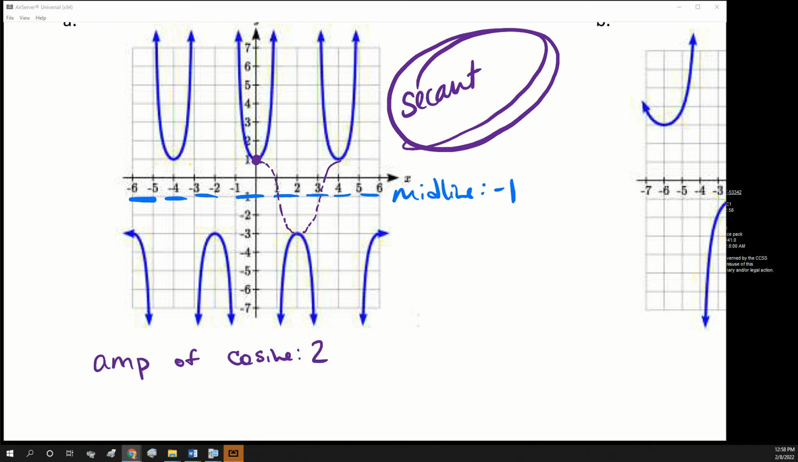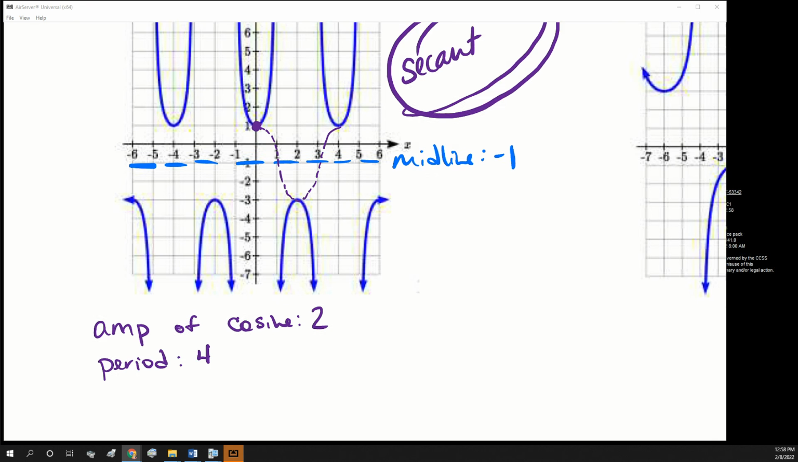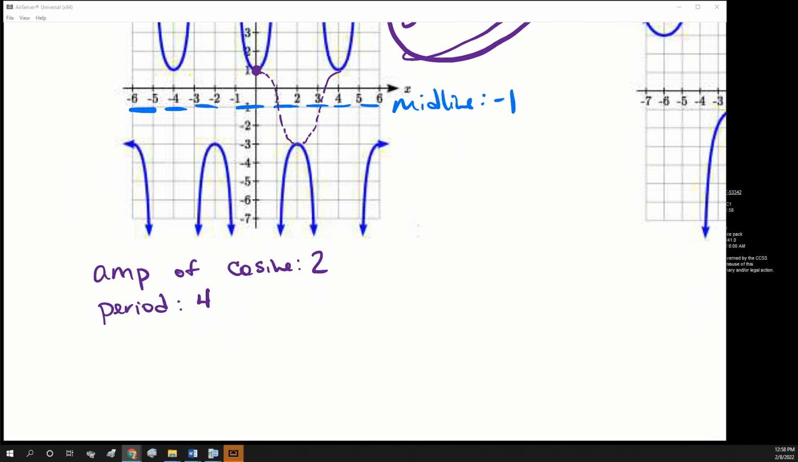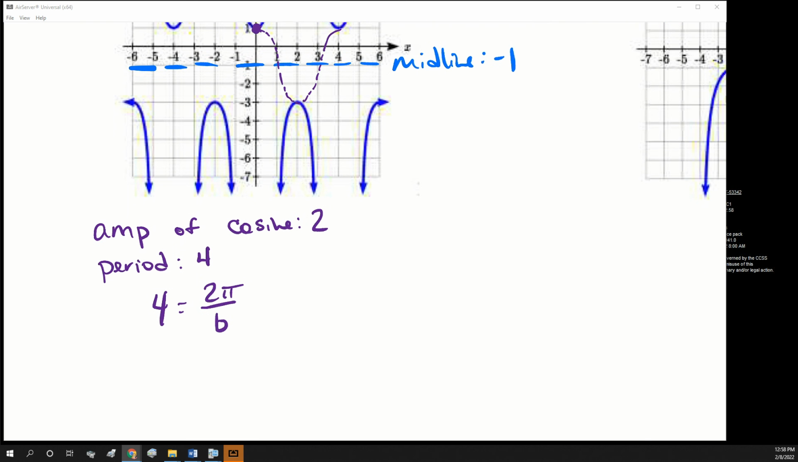All right, and then I'm going to need b, or that's the number multiplied by x. So to find that, you need the period. So the period of the secant and the period of the cosine are the same. So this is 1 period of cosine. So how long is that? 4. So it went from 0 to 4. So it's going to be 4. Do you guys remember what we did with that to find b? 2π over 4 equals π over 2. Good. All right, and then we can just switch the 4 and the b. So b is pi over 2.